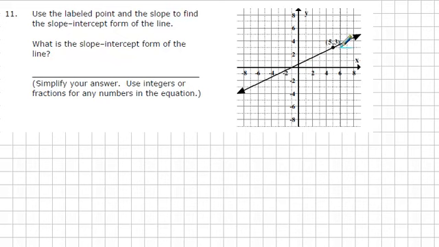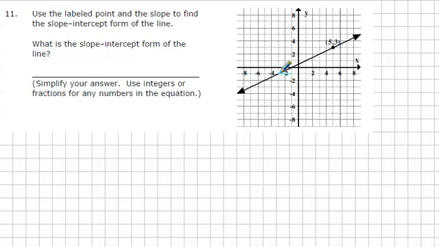As you pick another point on the line, try to pick a point where the line intersects the grid lines. So you could pick the point, let's say 3, 2, you could pick the point 1, 1, the point -1, 0, the point -3, -1, and so on. I'm going to use the point here at -3, -1.